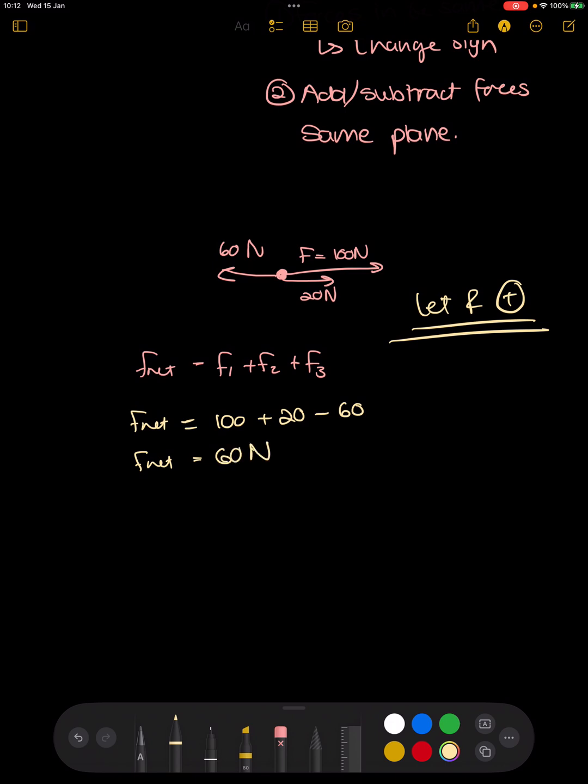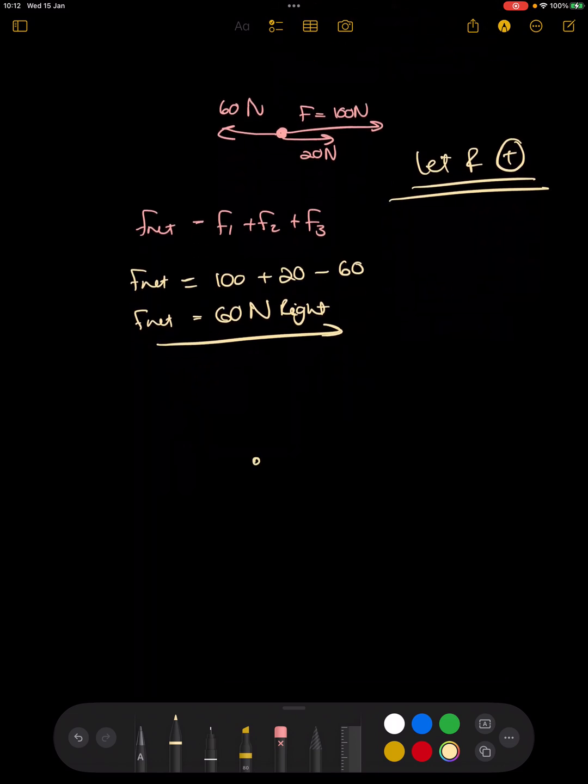So my answer is 60 newtons. My answer was positive, therefore it was right. Okay, to the right. So that's how I would do that. The same thing if I have a force going up and a force going down and a force going right and a force going left.